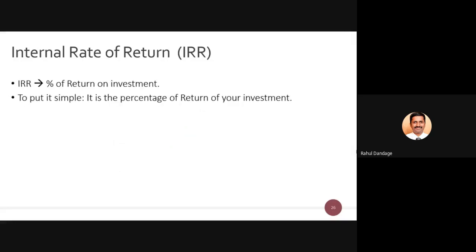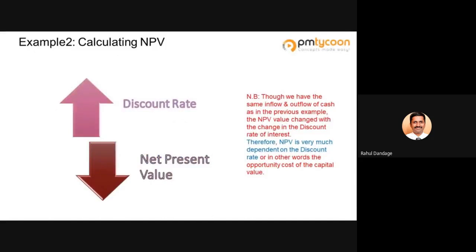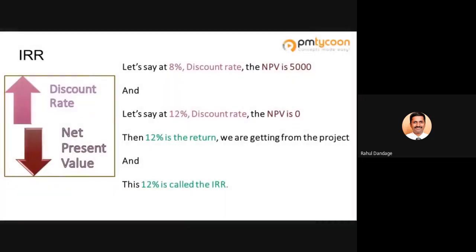Now let's look at the internal rate of return, or simply called IRR. IRR is nothing but the percentage of return that you're going to get on your investment. So how do you calculate the IRR? If you remember from our net present value example, as the discount rate increases, the net present value decreases, right? So we need to figure out at what discount rate the net present value becomes zero. And the rate at which the net present value becomes zero is the actual rate of return from the project.